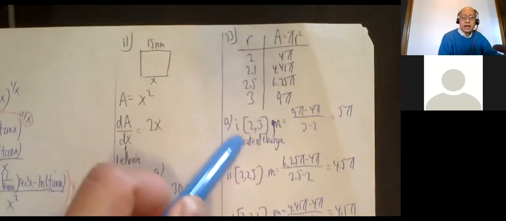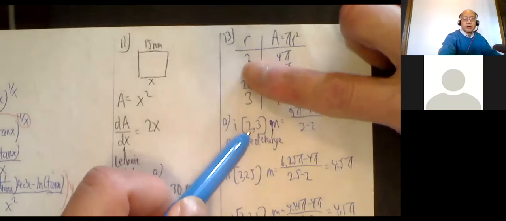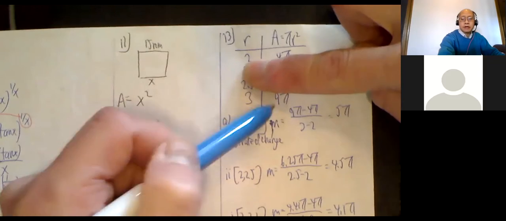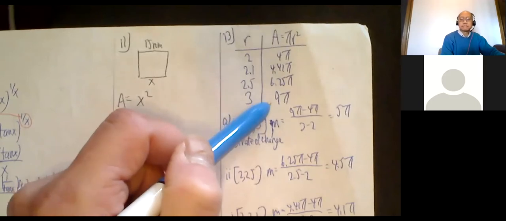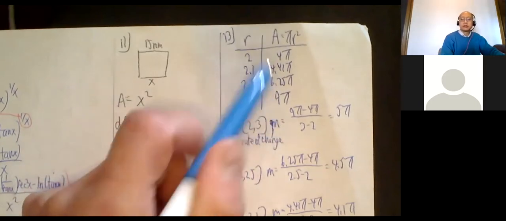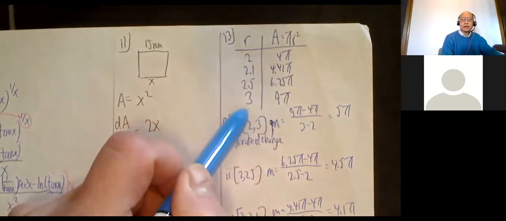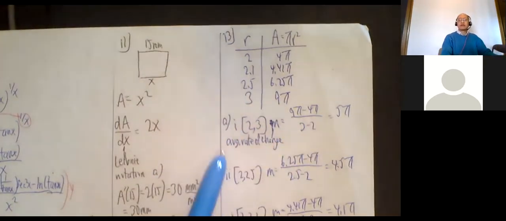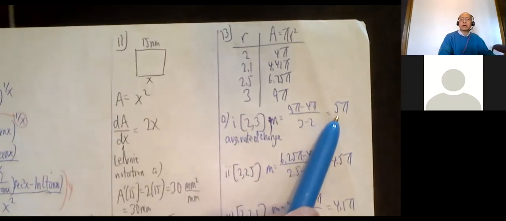Okay, so part A asks for the average rate of change from 2 to 3. It's just y2 minus y1 divided by x2 minus x1. I have 2 comma 4 pi and 3 comma 9 pi as my points. So y2 minus y1, 9 pi minus 4 pi, divided by x2 minus x1, 3 minus 2. So it comes out to 5 pi. So the average rate of change going from 2 to 3 is 5 pi. Average rate of change of the area with respect to radius, as we say.